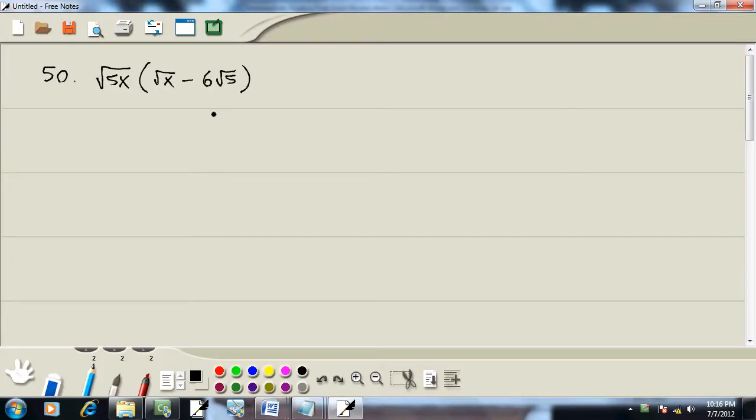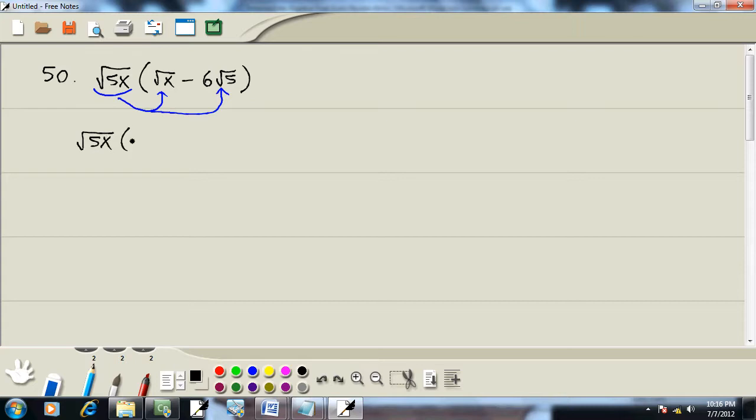Now this is a distributive property. It says simplify, but we're actually going to multiply. And you have to look where the pluses and minuses are, and that's what tells you what to multiply by what. So the square root of 5x, I'll multiply times the square root of x and times the negative square root of 5. Now I didn't say it, but we would simplify our radicals if necessary, but we don't need to here. So let me write out what I just said.